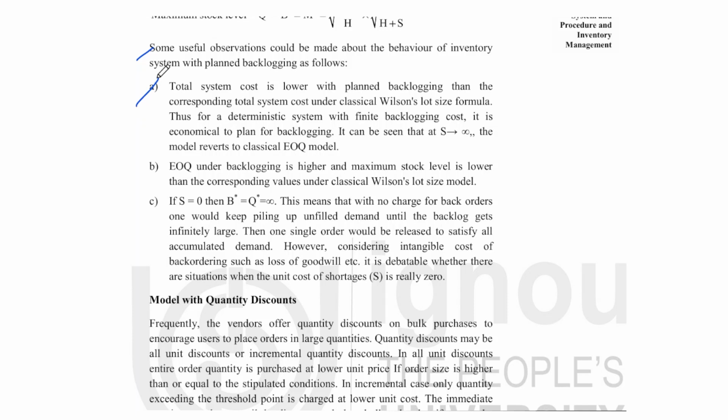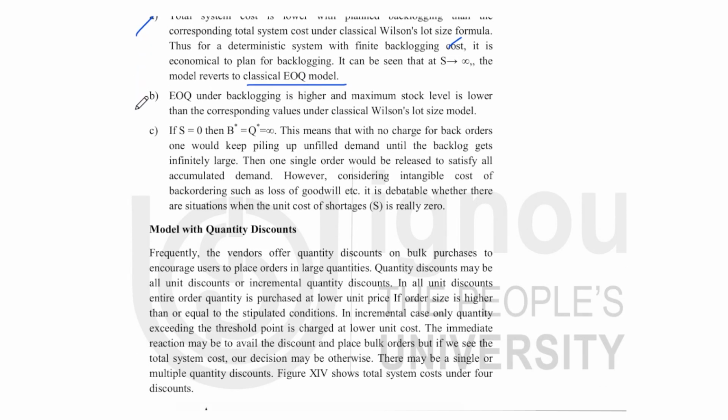The total system cost is lower with planned backlogging than the corresponding total system cost under the classical Wilson's lot size formula. Thus, for a deterministic system with a finite backlogging cost, it is economical to plan for backlogging. It can be seen that as S tends to infinity, the model reverts to the classical EOQ model, and EOQ under backlogging is higher and maximum stock level is lower than the corresponding values under the classical Wilson's lot size model. And if S is equal to 0, B is equal to Q is equal to infinity.